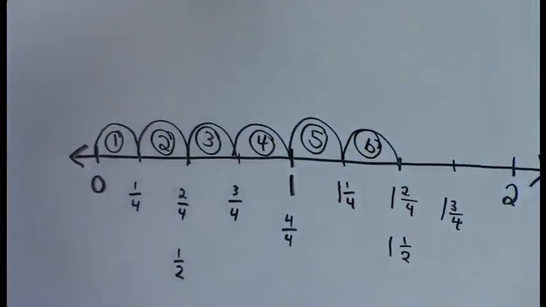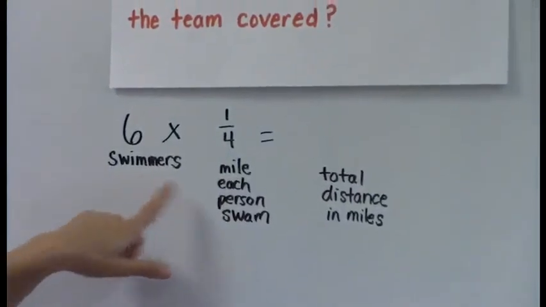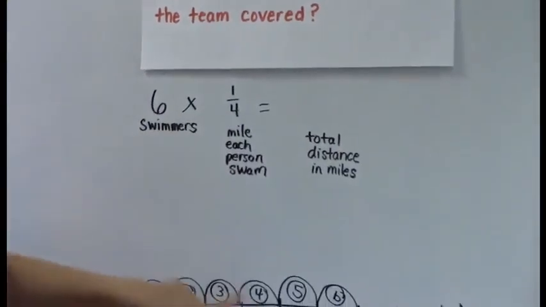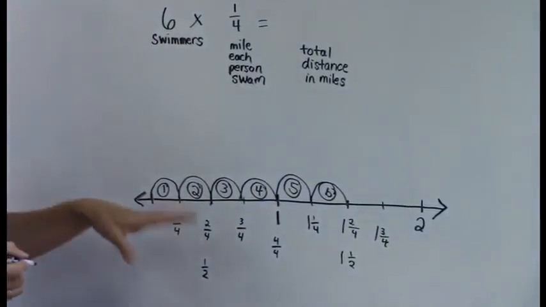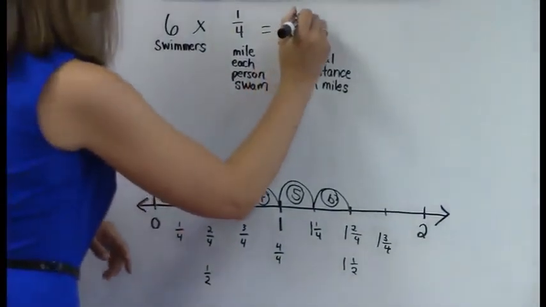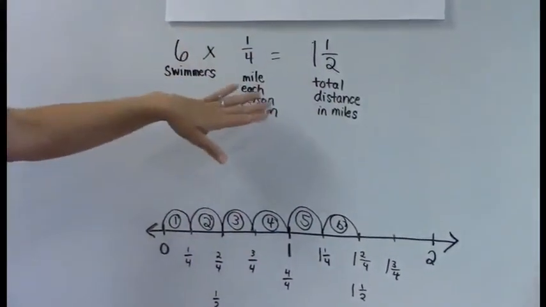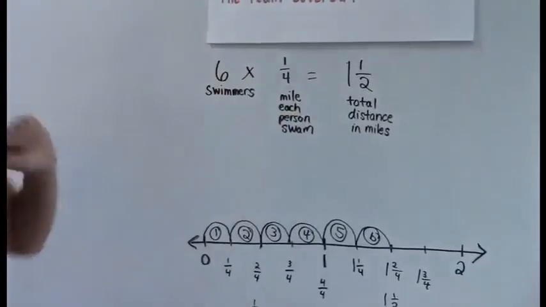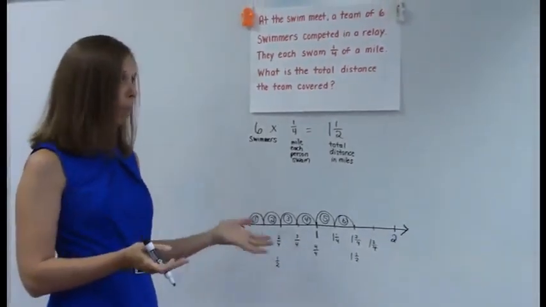So I'm looking for the total distance that the team covered, and I've jumped 1/4 6 times, which has taken me to 1 and 2/4, or 1 and 1/2. So the total distance in miles that the team covered is 1 and 1/2. Let's take a look at another problem.